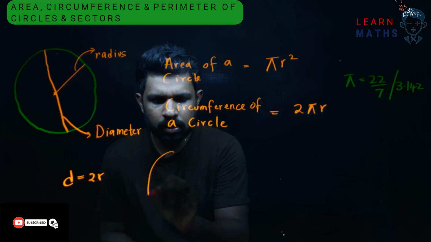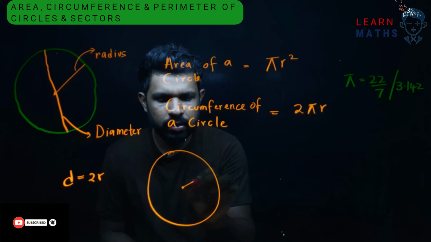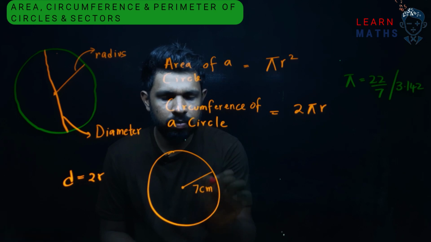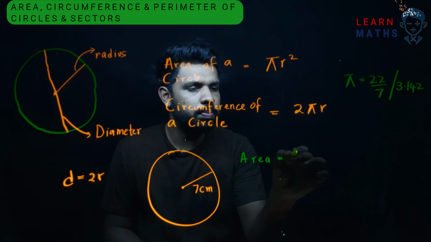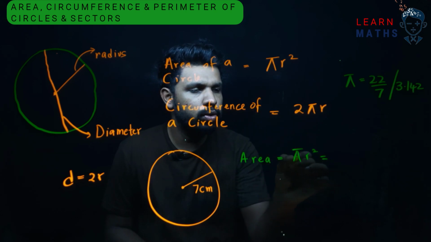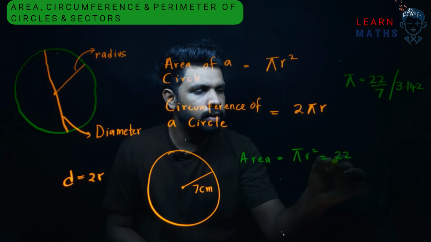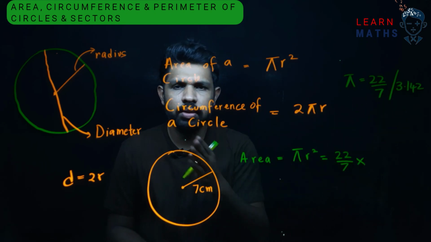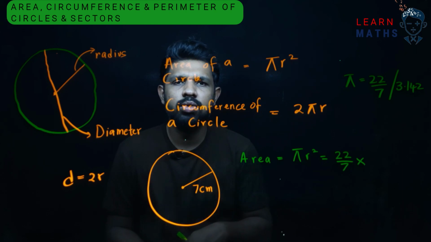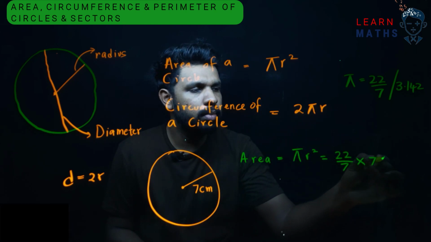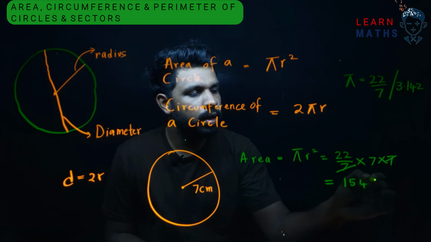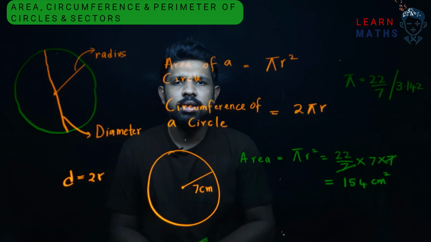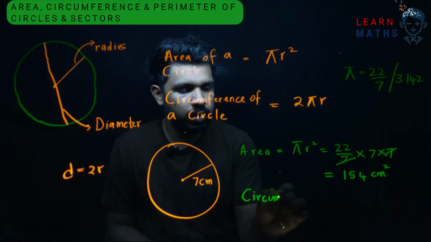I'll draw a circle with radius 7 centimeters. The area of this circle, using the equation we know, pi r squared, will be equal to pi, and I'll substitute 22/7, into r squared, which means r multiplied by r. The radius in this question is 7, so this will be 7 multiplied by 7. When you simplify this, that is 22 into 7, it equals 154, and since it is area, the unit will be centimeter squared.